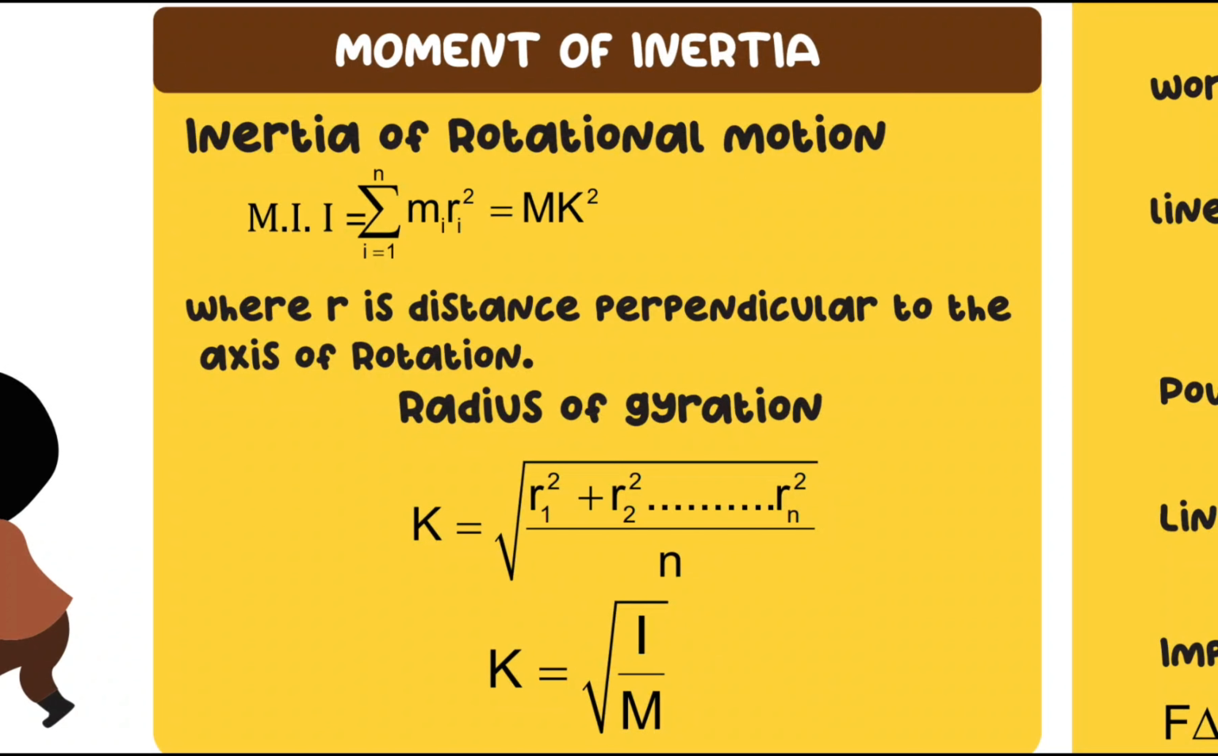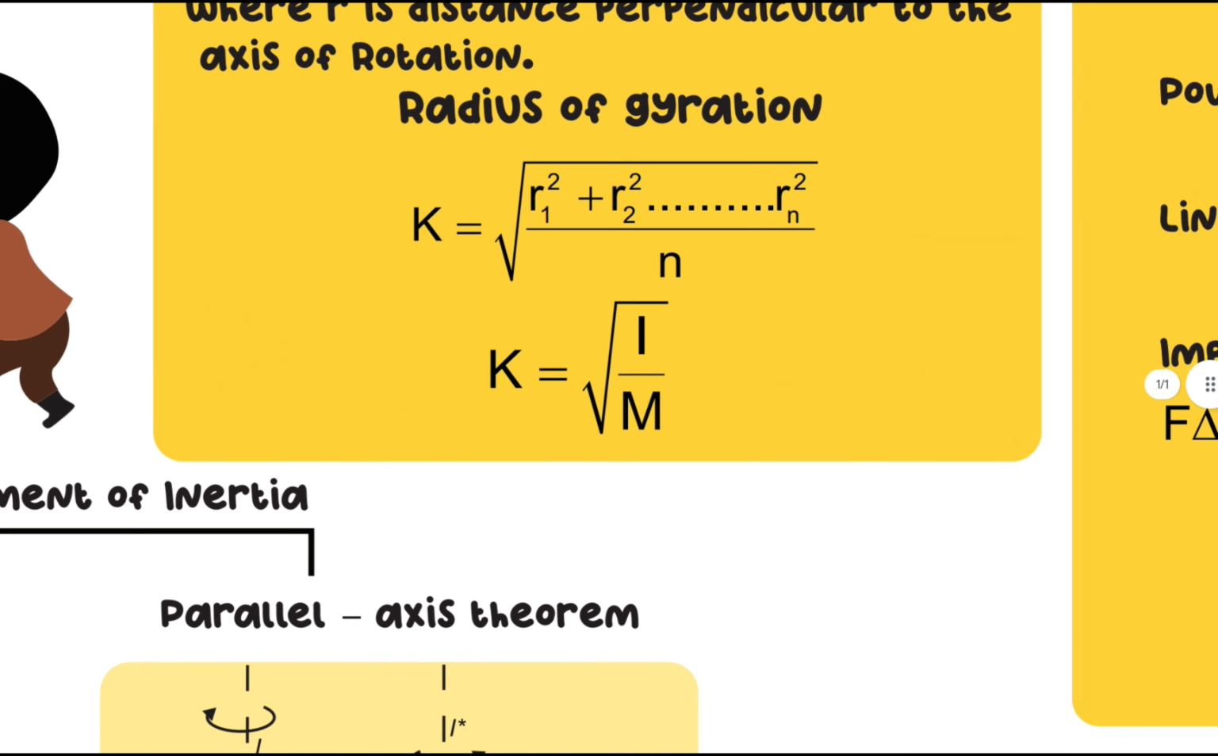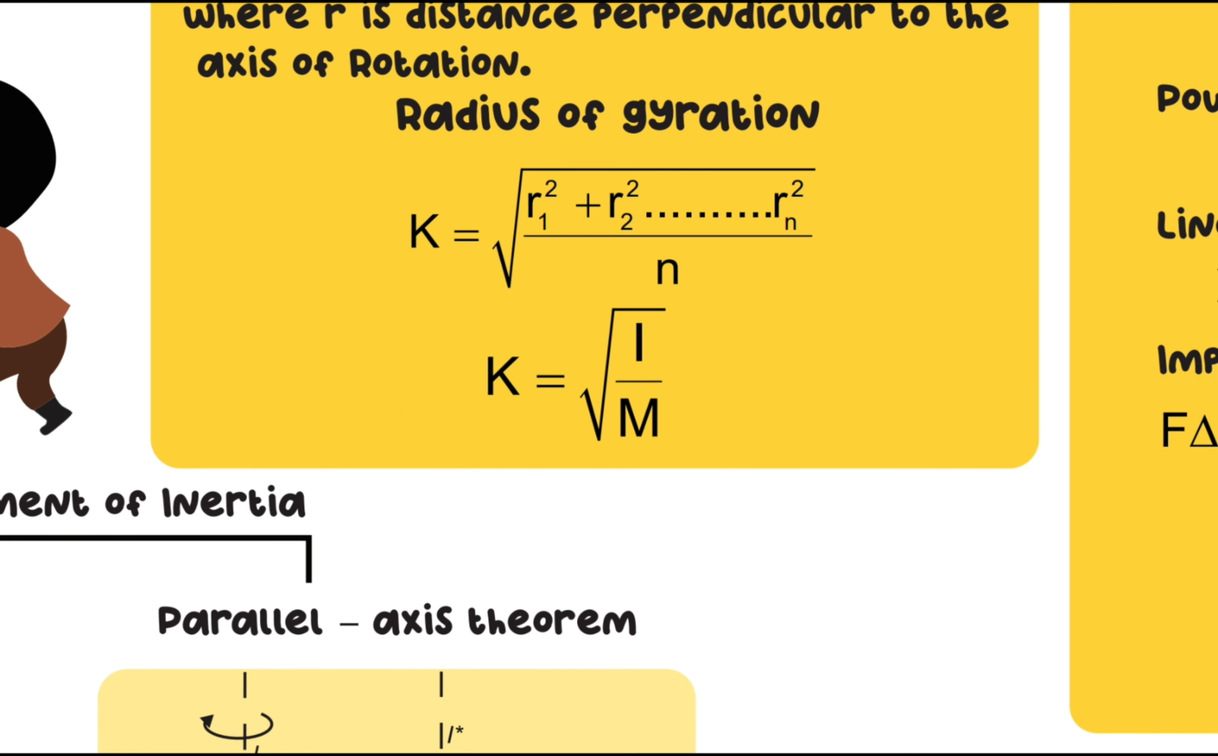Moment of inertia: inertia of rotational motion. Moment of inertia equals summation of m_i r_i square, i equal to 1 to n, equal to m k square, where r is the distance perpendicular to the axis of rotation. Radius of gyration, k is equal to root of r1 square plus r2 square up to rn square divided by n. k is equal to root of I by m.